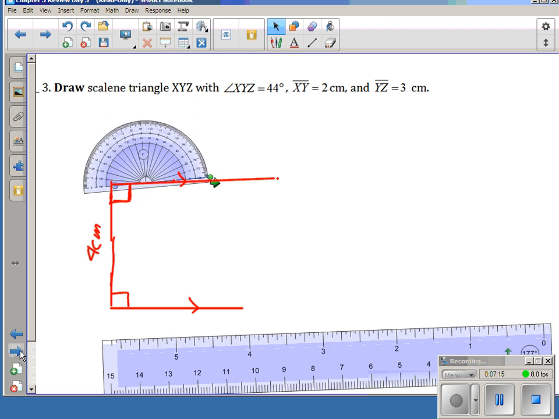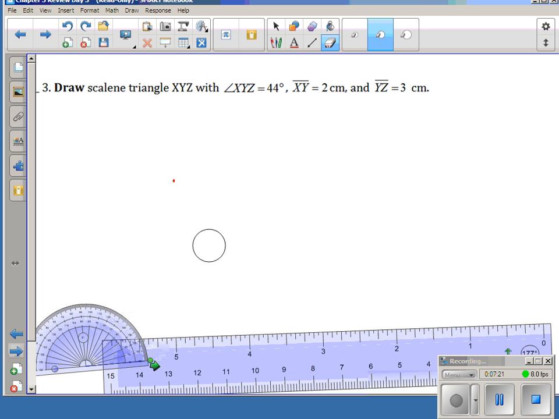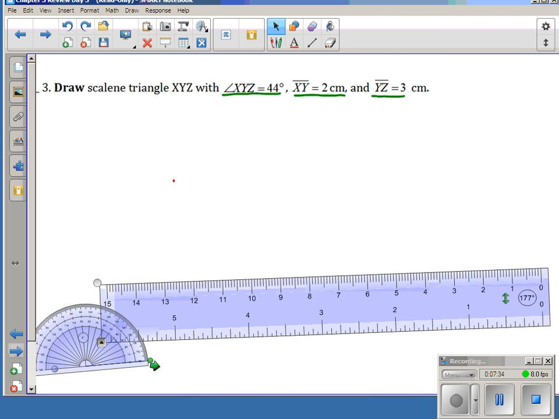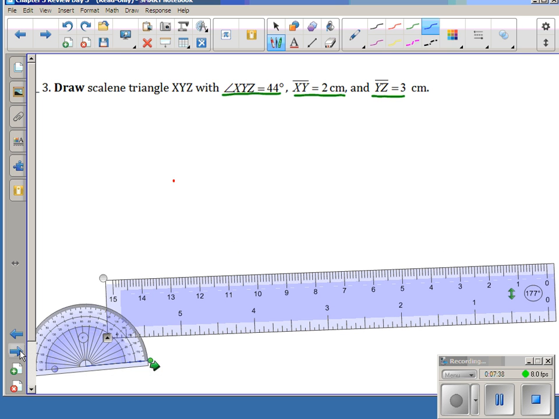Right, the next one I'm going to do is draw a scalene triangle. So I'm going to need to erase this. So if you need that back, we're on the video. Okay, so to draw a scalene triangle, I'm going to start by reading it. Angle XYZ is 44 degrees. XY is 2 centimeters, YZ is 3 centimeters. So I'm going to start by picking one of the segments. So I'm going to draw a segment that is 2 centimeters. I'm going to make XY first.